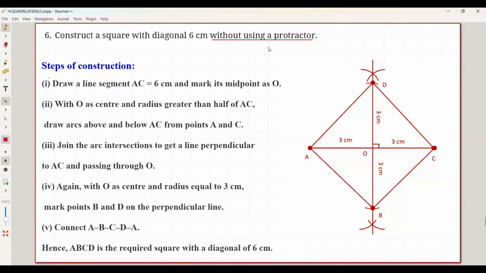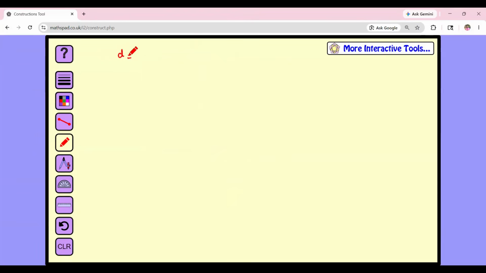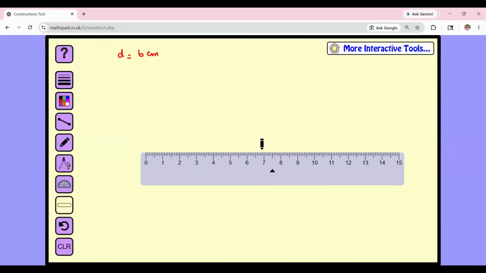So I'll explain how to draw the perpendicular bisector. I'll be showing the construction table. The diagonal is given as 6 centimeters. In a square, diagonals are of equal length, so diagonal 1 is 6 centimeters and diagonal 2 will also be 6 centimeters. First you draw the diagonal of 6 centimeters.